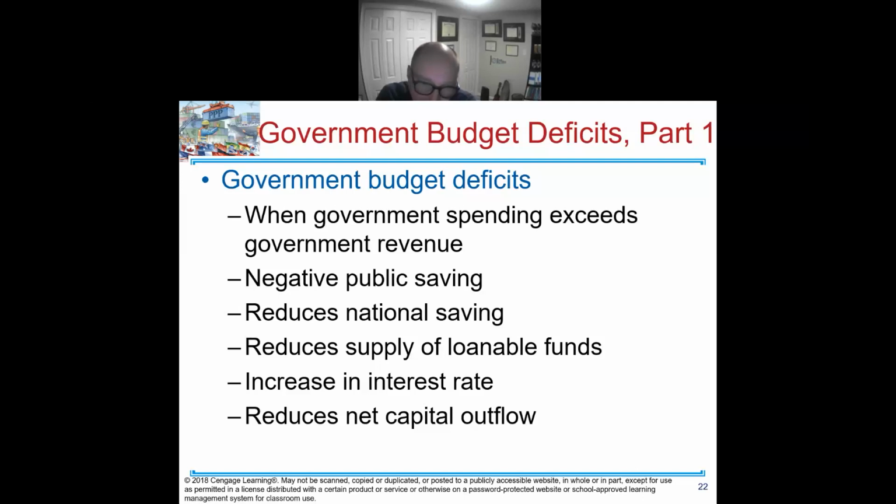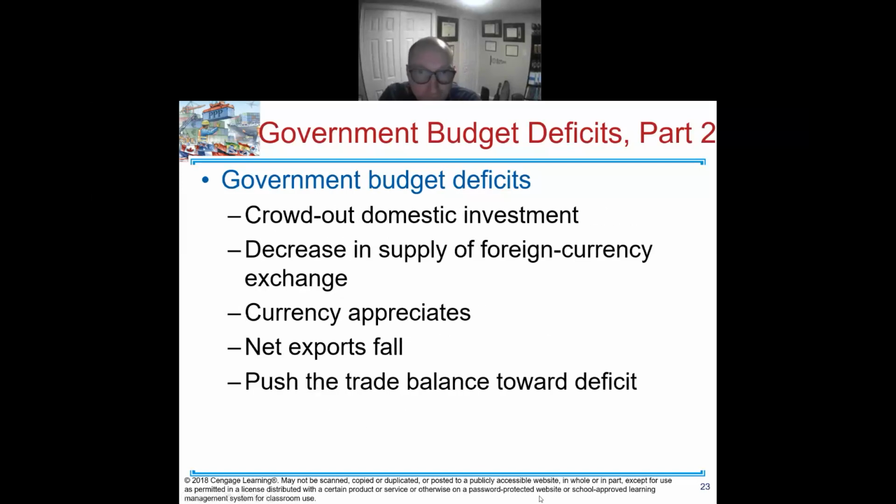That's a problem. This causes negative public savings, reduces national savings, reduces the supply of loanable funds, and makes it harder to get bank loans. It increases the interest rate, which is what you'll be seeing over the next few months, and it reduces net capital outflow. These deficits also cause crowd out in domestic investment, in other words, less domestic investment. It also decreases the supply of foreign currency exchange.